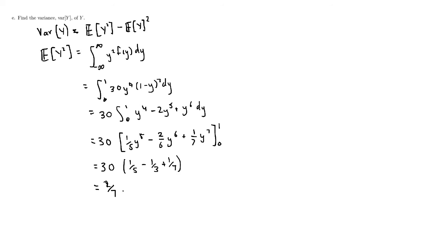Now we need to find the variance. So the variance of y is the expectation of y squared, which we found to be 2 on 7, minus the expectation of y all squared. From part D, we found that the expectation of y is a half, and so we can square that. Now evaluating this will give us 1 on 28 as our variance.